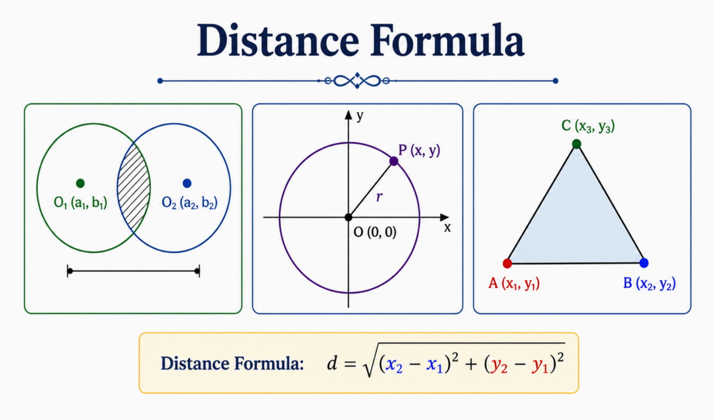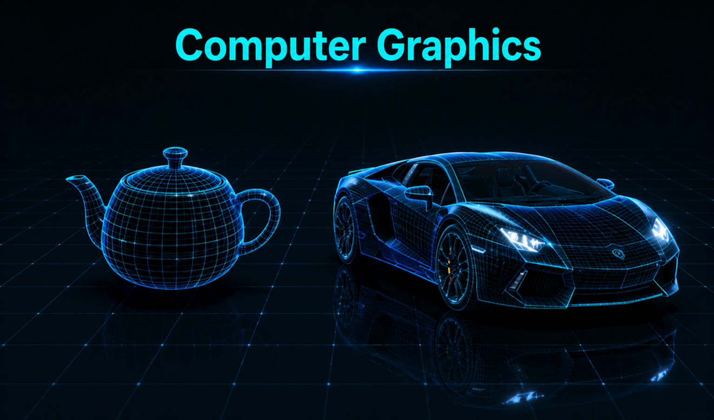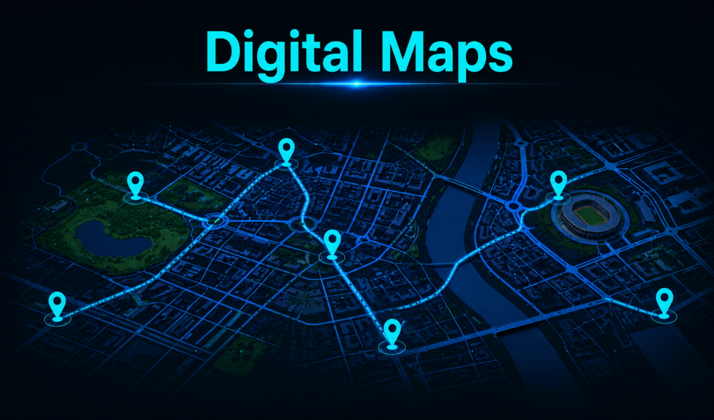This formula is one of the foundational tools of analytical geometry. It allows distance to be calculated algebraically without physically measuring anything. Modern GPS systems, computer graphics engines, and digital mapping technologies all rely on this same mathematical principle.